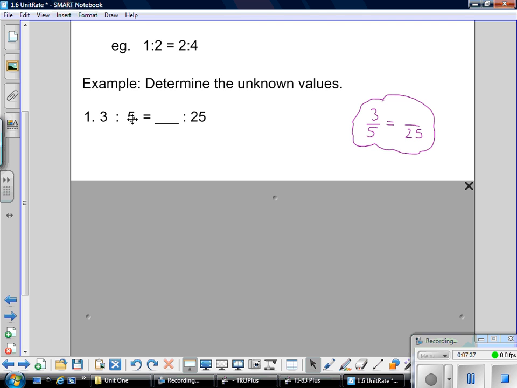So let's take a look then at what we're interested in here. So what do I multiply 5 by to get 25? Because if I know what I multiply 5 by to get 25, then I could take that same number and multiply the 3 by to get my missing number. Well, I think that you can figure out that 5 times 5 is 25, so that means I'm going to go 3 times 5 to give me my answer of 15.